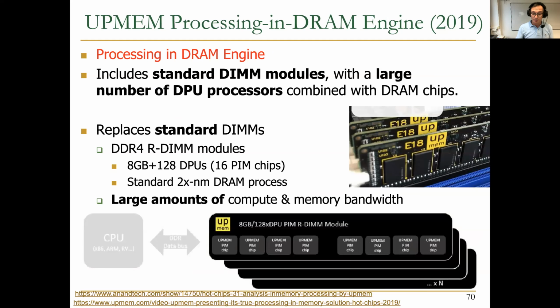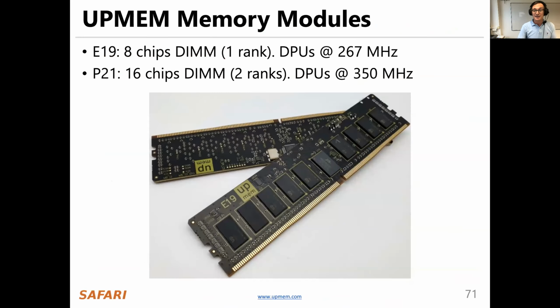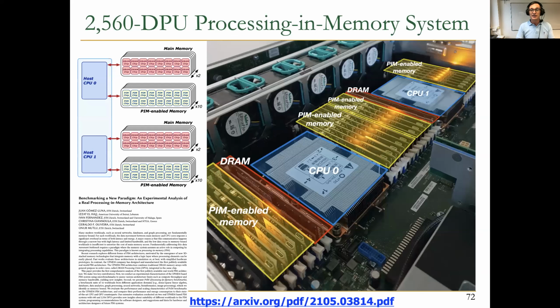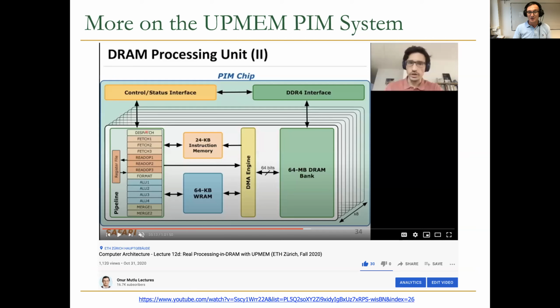And these are general purpose processors next to each bank. And these are real. We have access to them. We've been analyzing them, developing benchmarks and explaining them to the world, essentially. This is one of Juan's presentations. You can see that there's a general purpose processor attached to a bank.